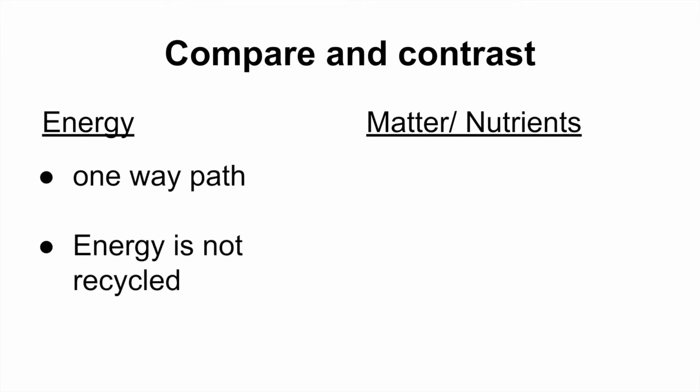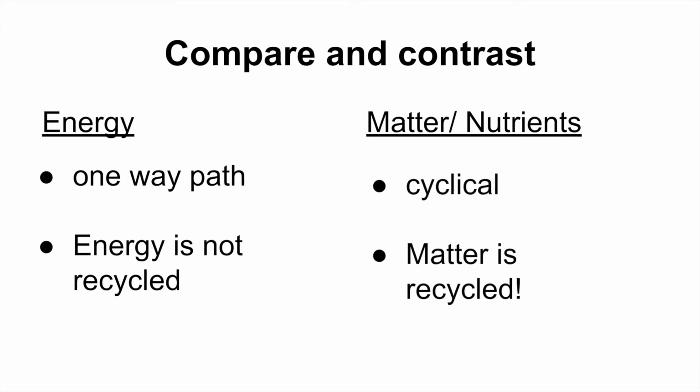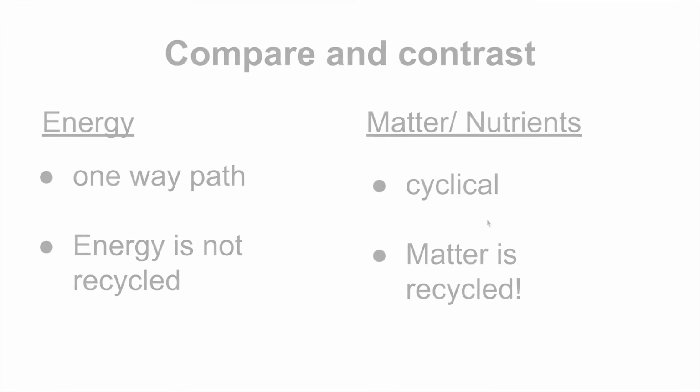So if we're comparing and contrasting energy, matter, and nutrients, well, energy is only going to occur via one path, and energy is not recycled. When we talk about matter and nutrients, well, matter and nutrients are cyclical, and they are also recycled, right? So energy is not necessarily recycled when we're going through and discussing this, but matter and nutrients are.